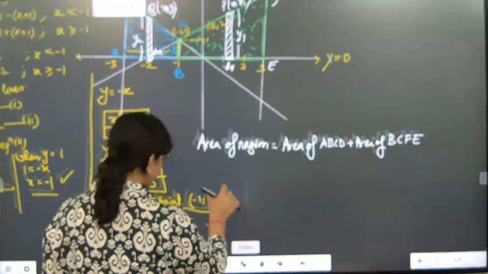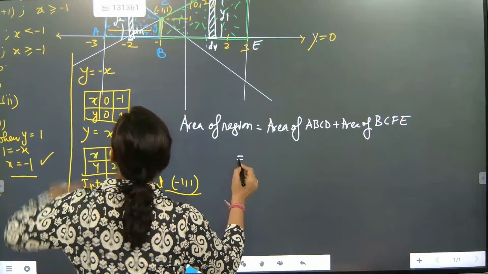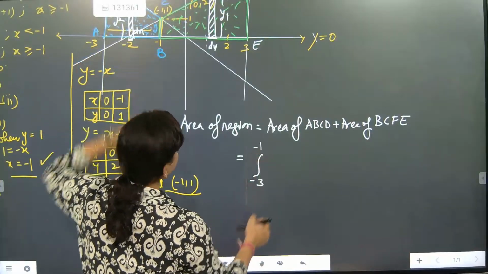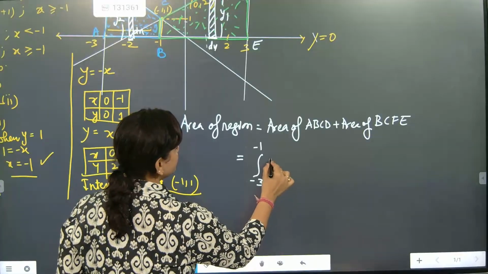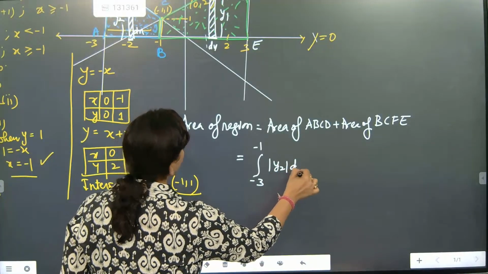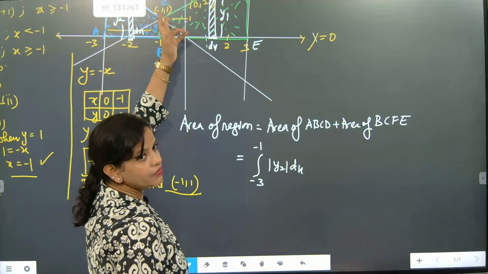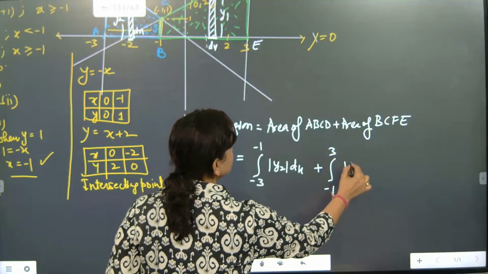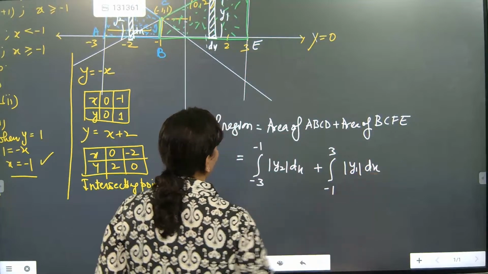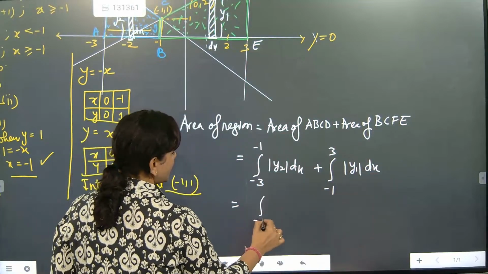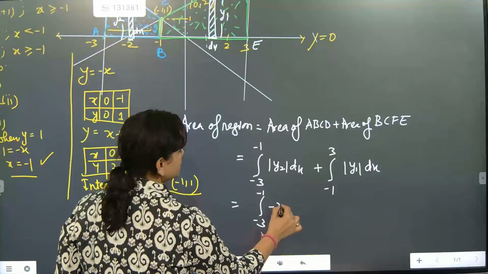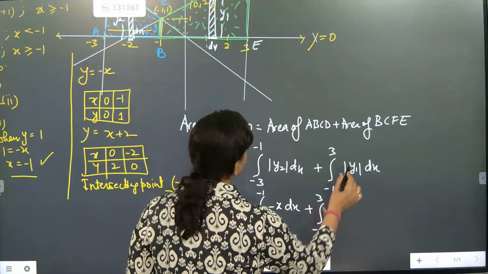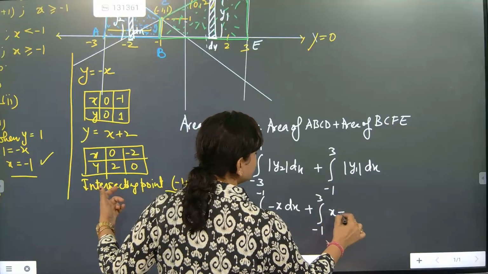Here it will become what? First it starts from minus 3 to minus 1, and that part represents modulus of y2 dx, because we have taken the strip as x2 y2. Next part will come as minus 1 to 3, and this part will become y1 dx. Now y2 is the line equation, minus x dx, from minus 3 to minus 1, and this part will be x plus 2 dx from minus 1 to 3.